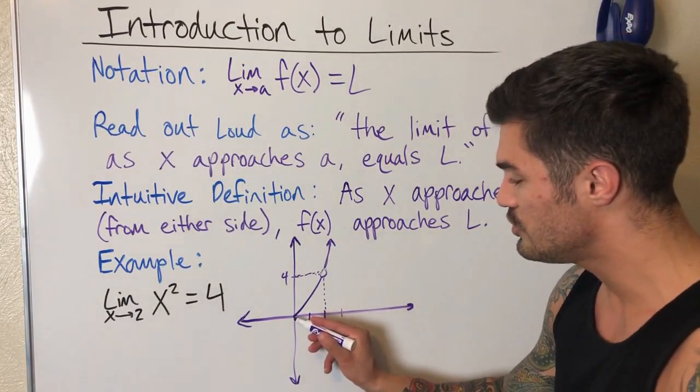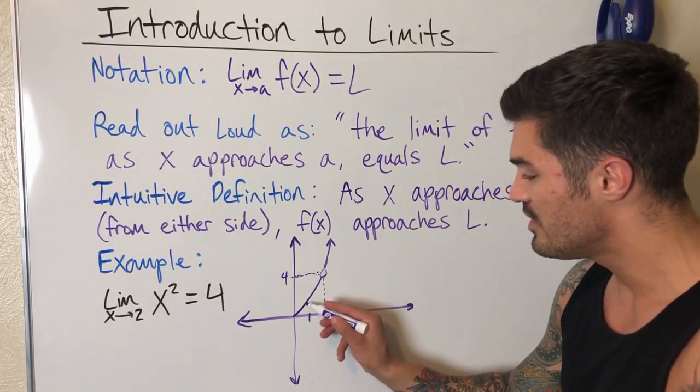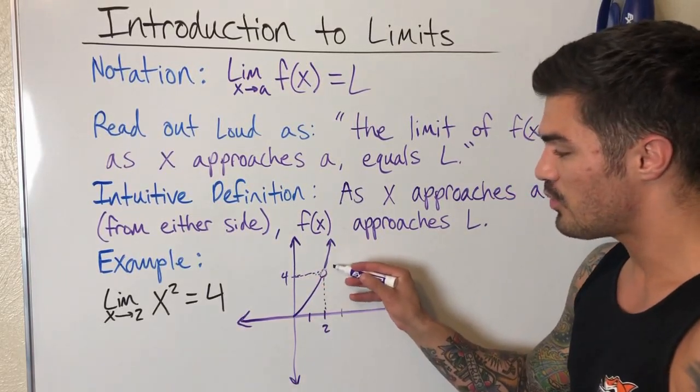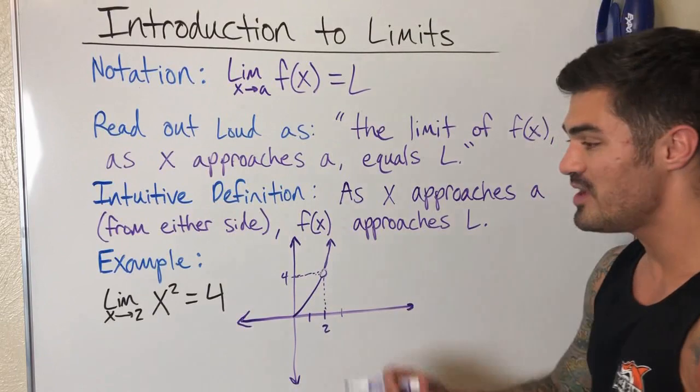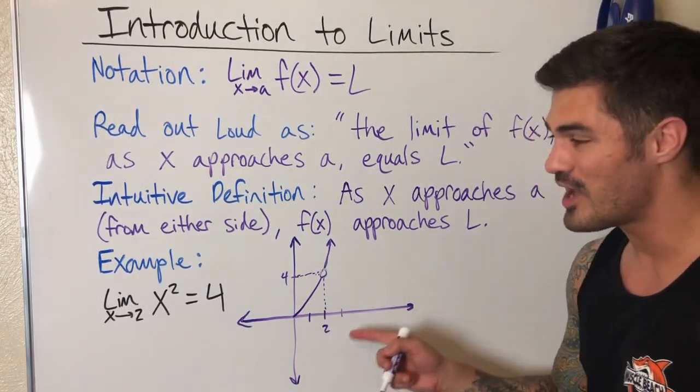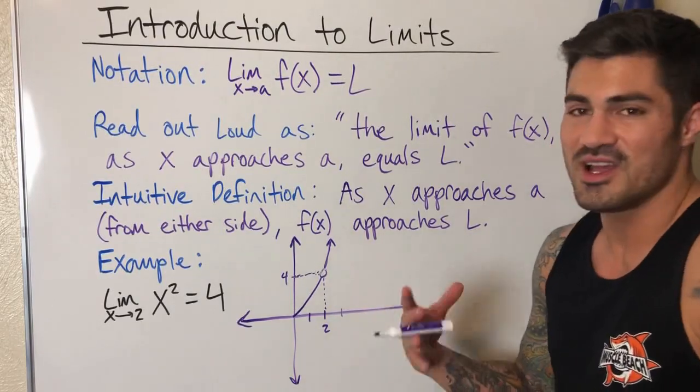As I approach 2 from the left, my y values are still approaching 4. When I approach 2 from the right, my y values are still approaching 4. So the limit is actually still 4, even though my function is undefined at 2, right? When I plug 2 into my function, it's not defined.